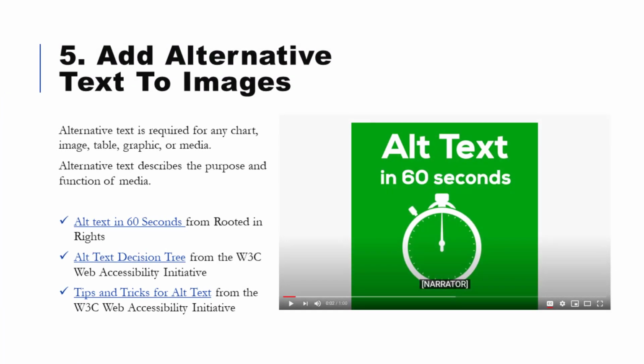Alternative text is required for any chart, image, table, graphic, or media. Alternative text describes the purpose and function of that media. To learn more about alt text, check out the great video from Rooted in Rights called Alt Text in 60 Seconds. They go over what alt text is and how to add alt text to a lot of different types of social media. In addition to the social media accounts mentioned in the video, most programs allow you to add alt text to any images. This includes Microsoft Office products, Google Docs, and most web platforms like WordPress. Just look in the image or media settings for the alt text field.